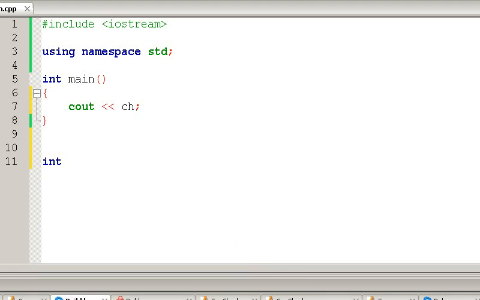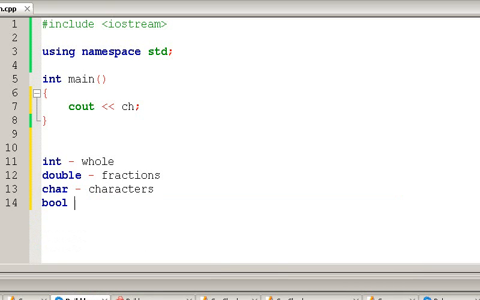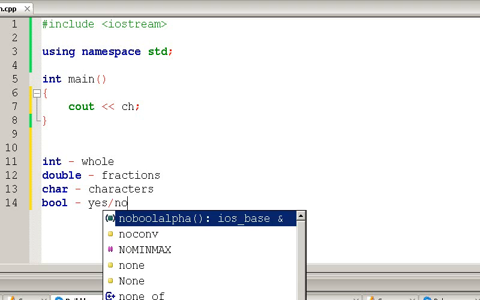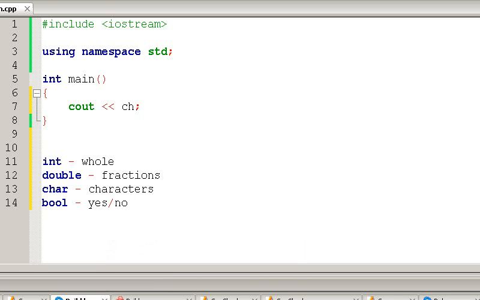Remember the int, whole, double, real, fraction, char, characters, and bool, yes, no. That's literally what I wrote. True or false, yes, no. All right. So these are the basic types that we're going to use for most of our variables.